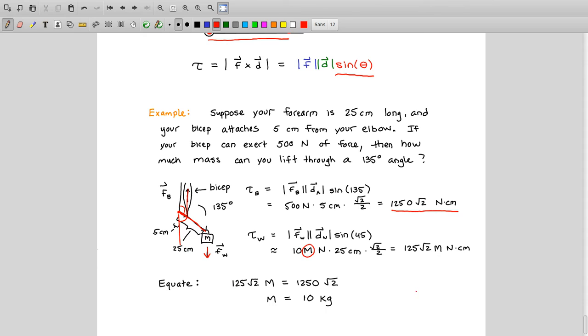Now we just equate them, and we can see that mass equals 10 kilograms will give us an equality there, which means that 10 kilograms is the most mass that your bicep can lift with that amount of strength.